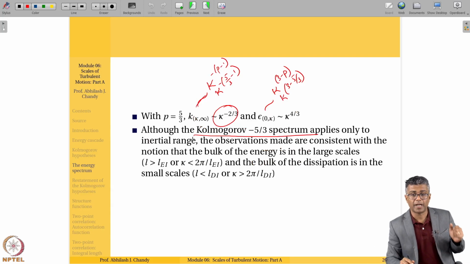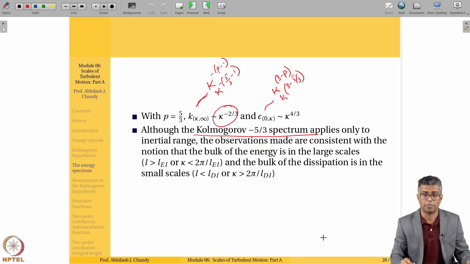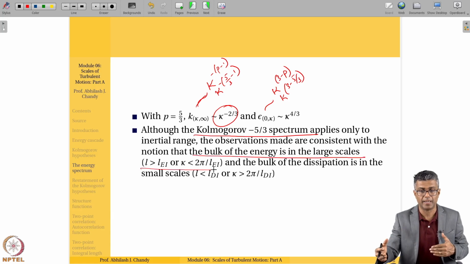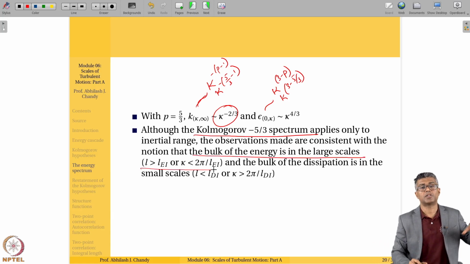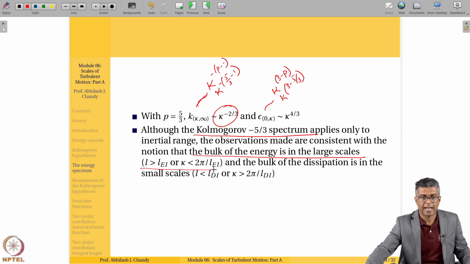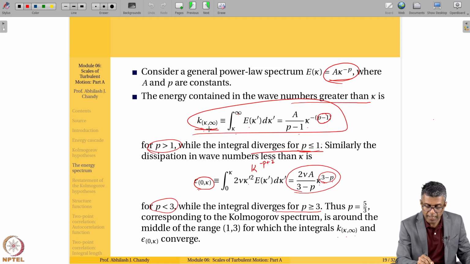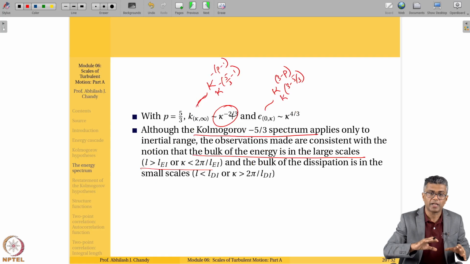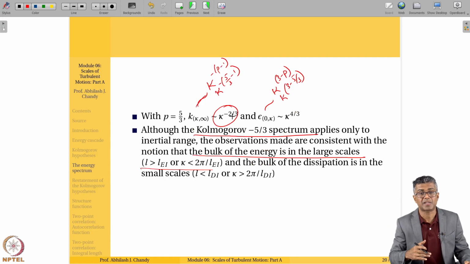Although the Kolmogorov minus 5/3 spectrum applies only to the inertial subrange, the observations made are consistent with the notion that the bulk of the energy is in the large scales, that is l greater than l_DI, and the bulk of the dissipation is in the small scales, that is l less than l_DI. Isn't it? Because you will see here that this kinetic energy is kappa to the minus 2/3. So most of the energy is coming from the large scales because it is kappa to the minus 2/3, right?